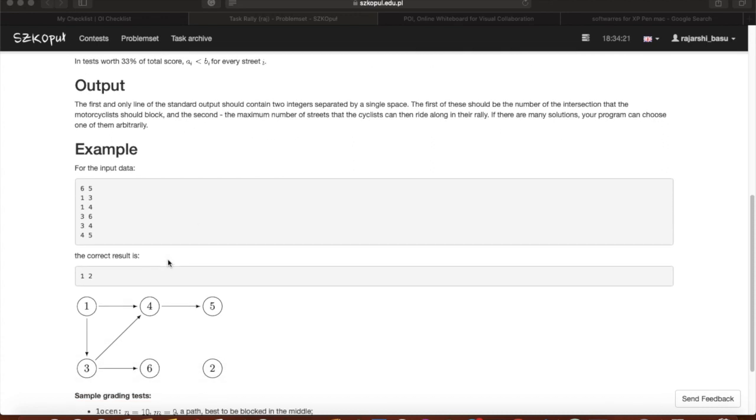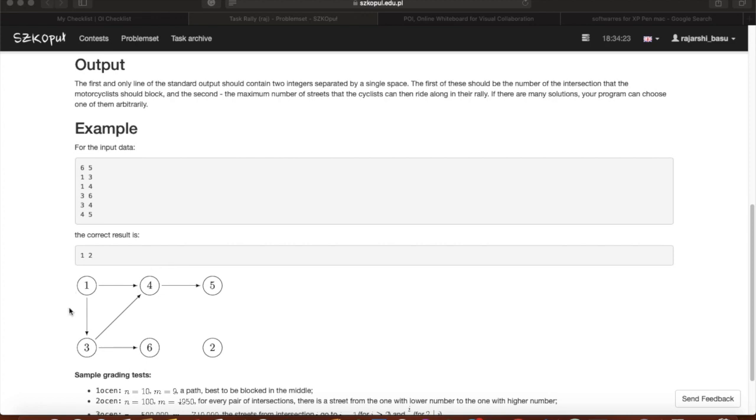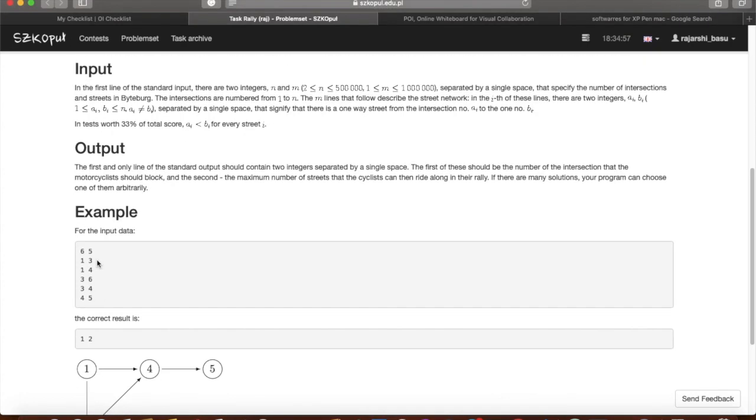So for example, in the sample data that is given, the longest path here is 1, 3, 4, 5. Now what we can do is delete, let's say, node 1, then the longest path will be just 3, 4, 5, so the length is 2. This is the minimum possible length that we can achieve. If we, for example, delete node 3, then we also get 1 to 4 to 5.